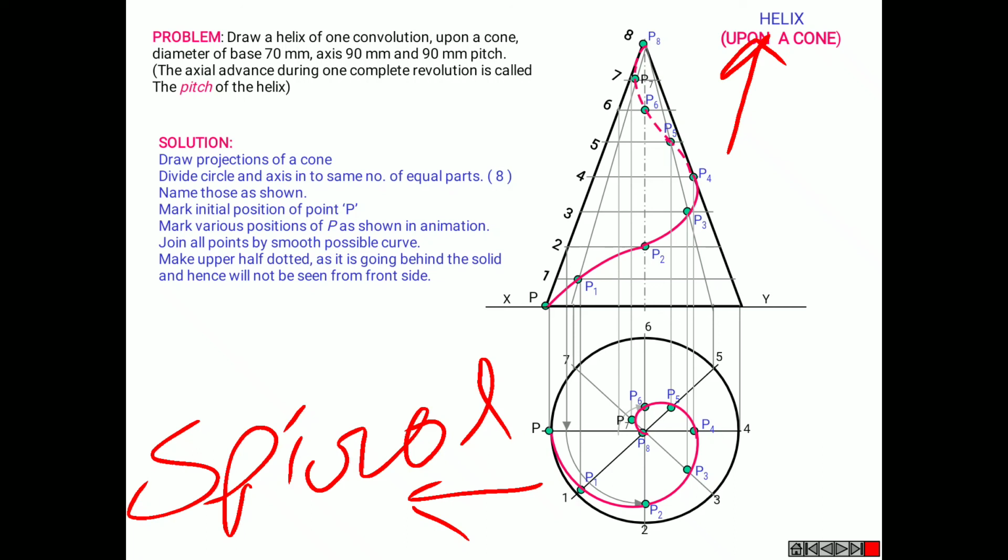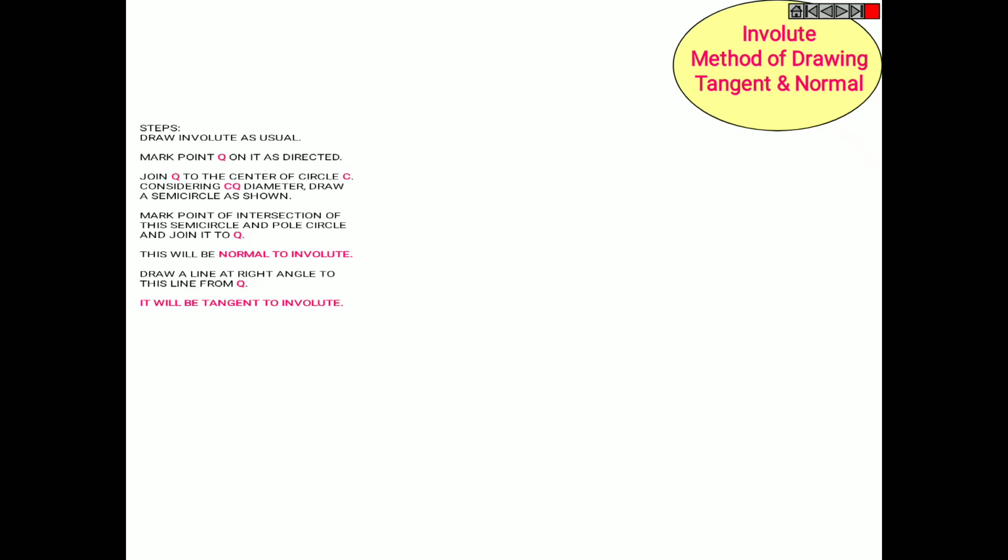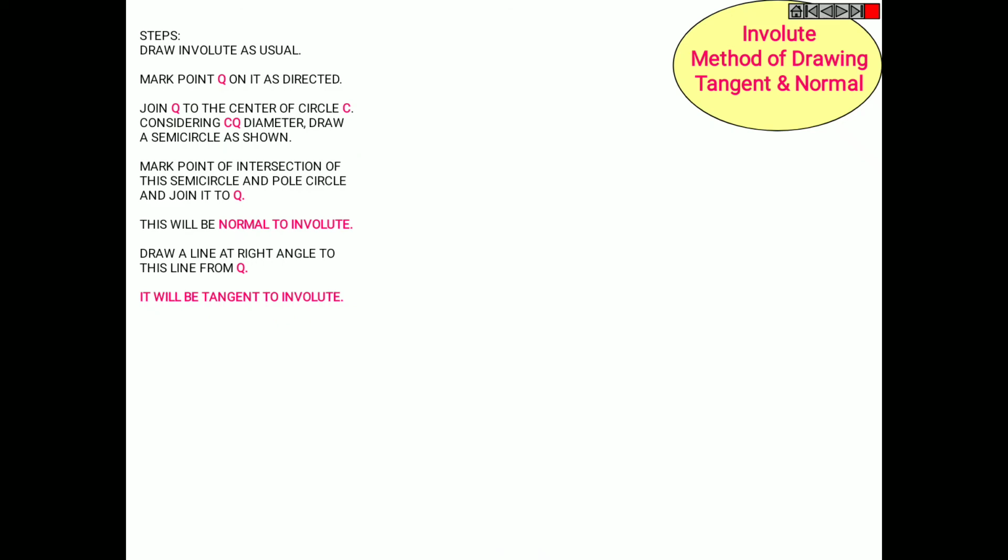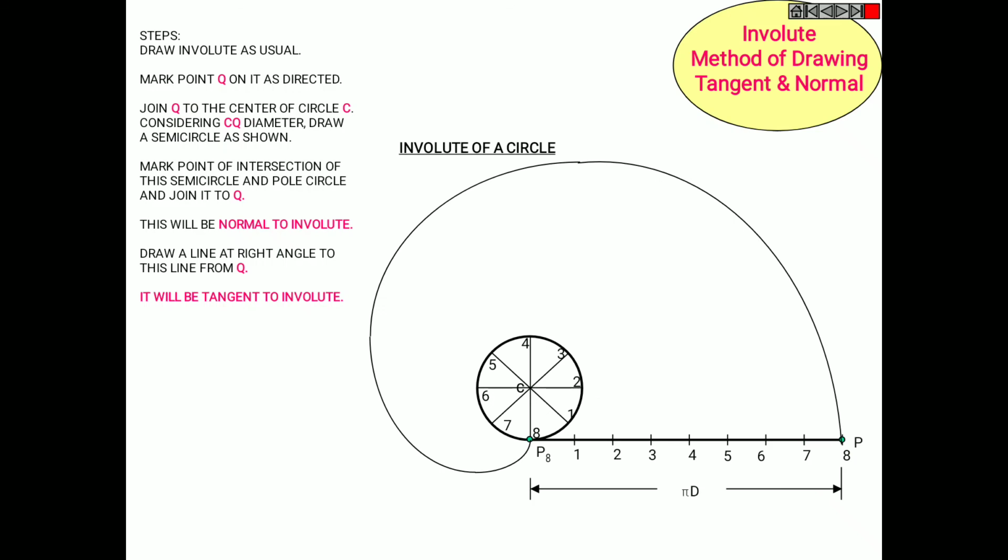Okay, now we'll move on to the tangents. So the involute method of drawing tangent and normal. Step one, draw the involute as usual, mark point Q on it as directed. See, this is already a well known involute to you. Mark anywhere on the curve a point named Q. Now join Q to the center of the circle C.